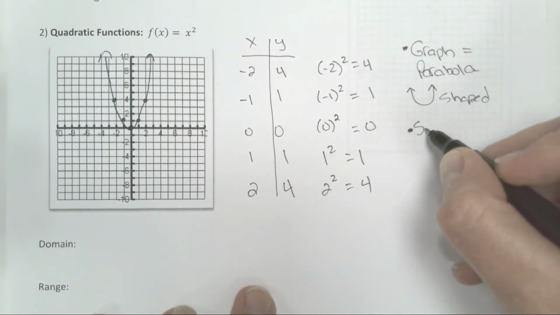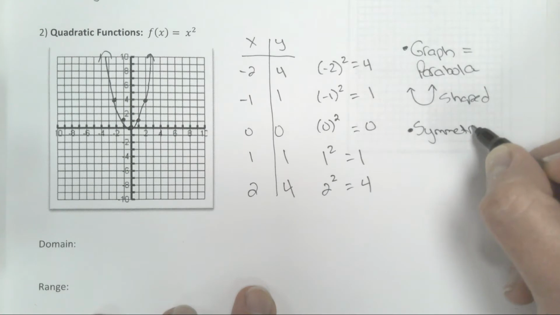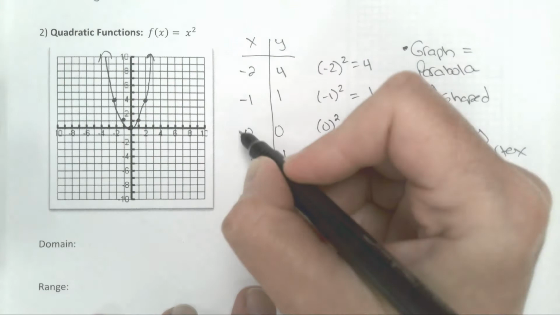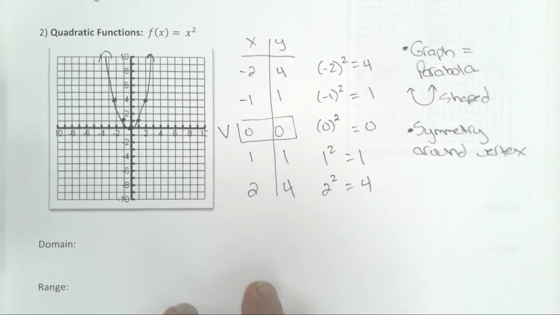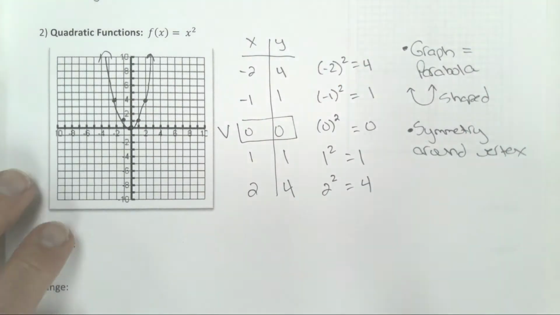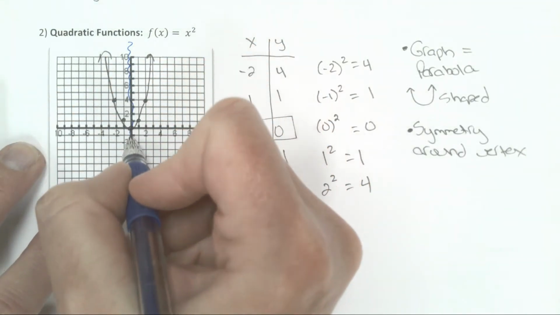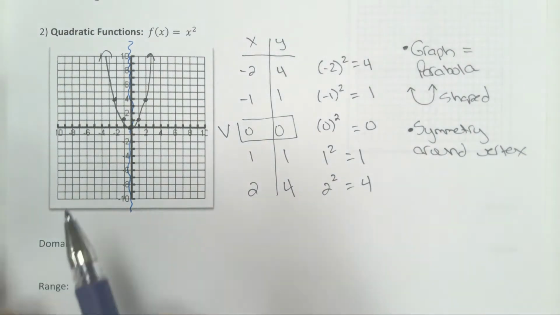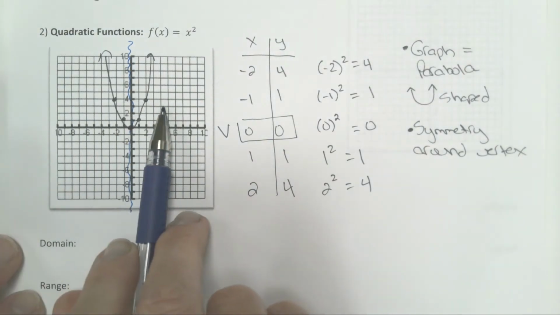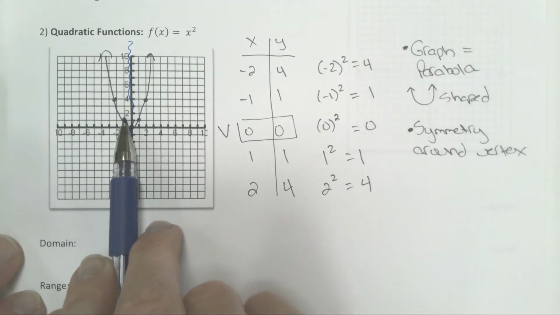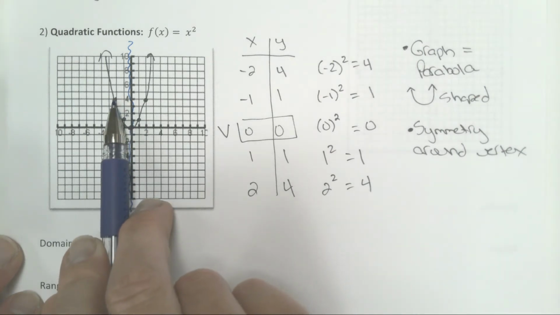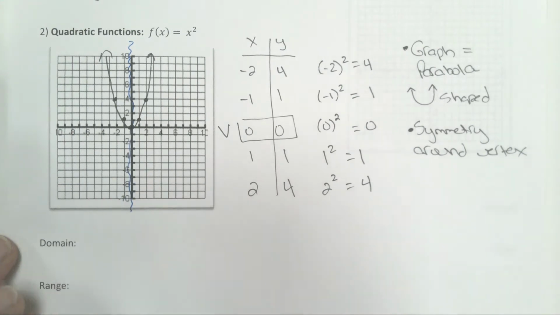This one also has symmetry around the vertex. So this one has a vertex at 0, 0. So we have, you kind of drew in that up and down line that goes through the vertex. You can see that you have symmetry. If you have a point 1 to the left, you have its mirror image 1 to the right. Here I have a point 2 to the left of this symmetry line. I have a point 2 to the right.